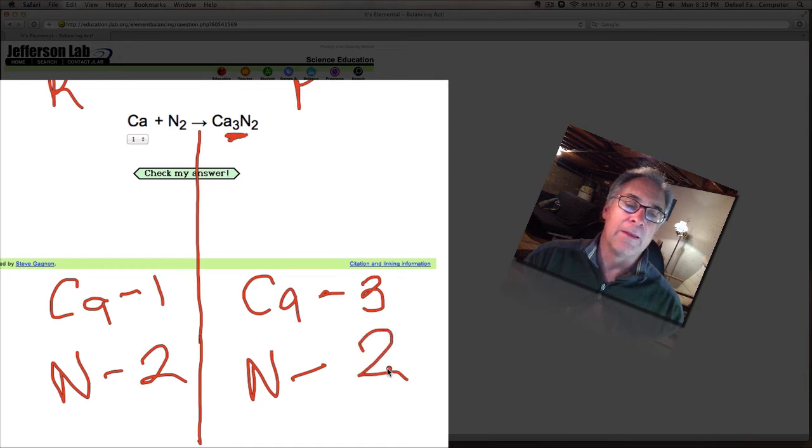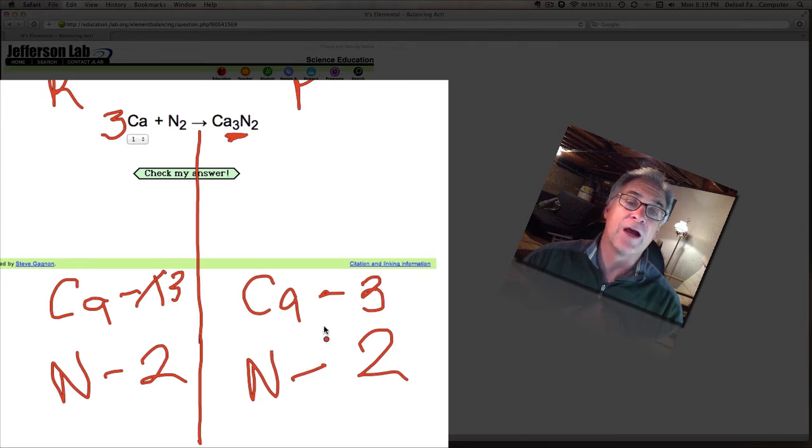All right. Now, I'm just going to guess here because that's the thing that sticks out in my mind. We have 3 calciums on the product side, and then over here we only have 1. So if I change the coefficient of the calcium to 3, it looks like that would balance, because then I would have 3 calciums and I'd have 2 nitrogens, and that way it would balance out the equation. So I'm going to go with that first.